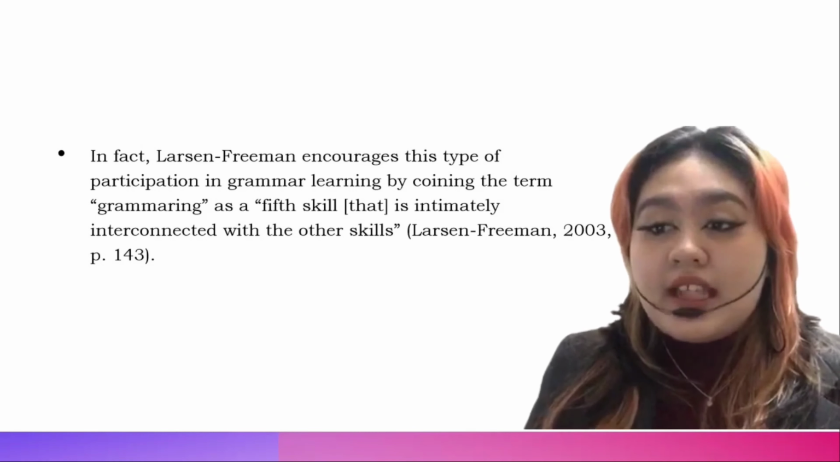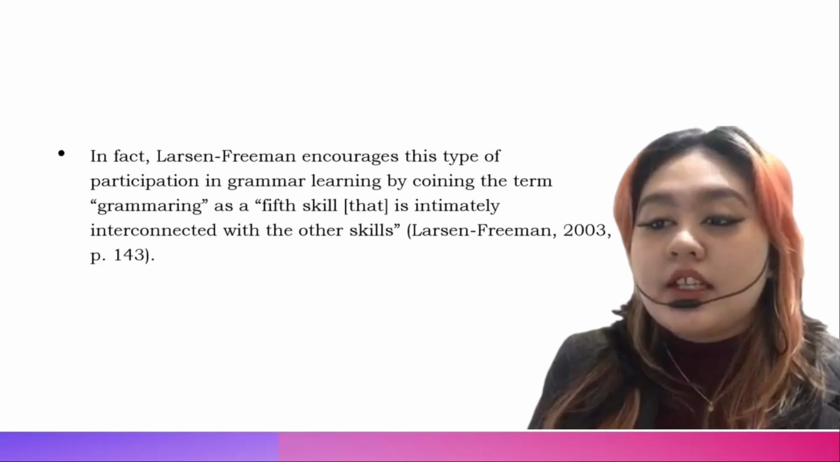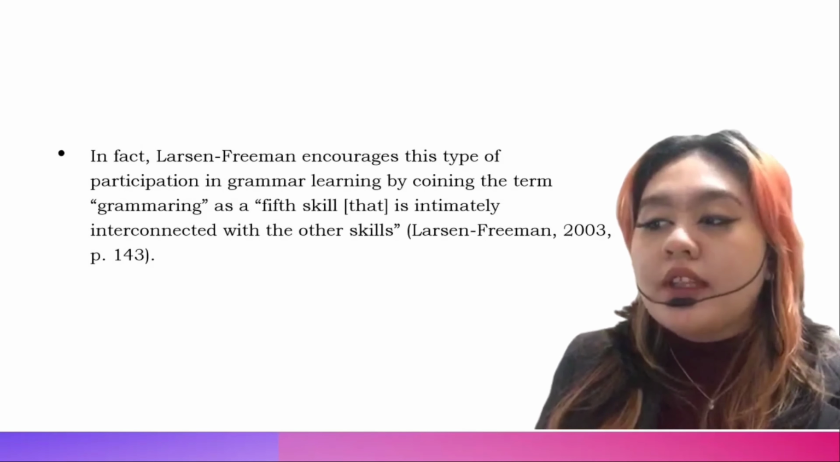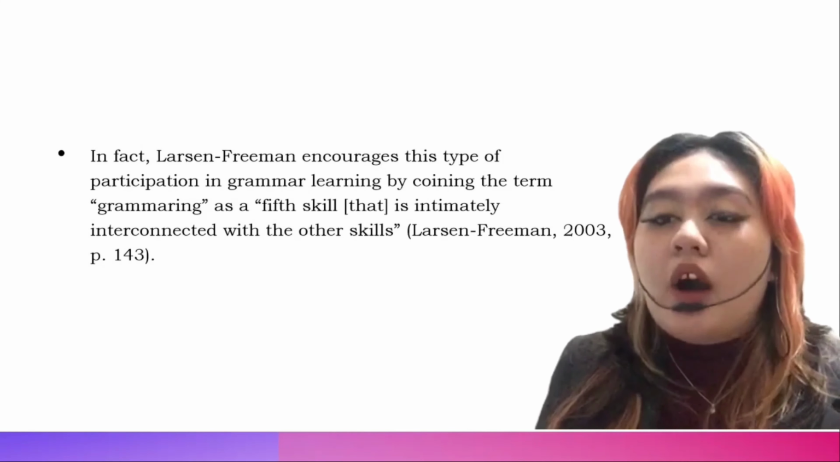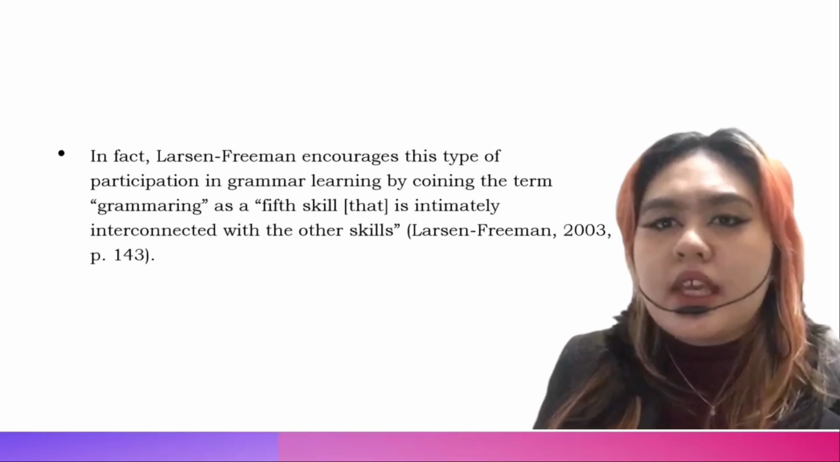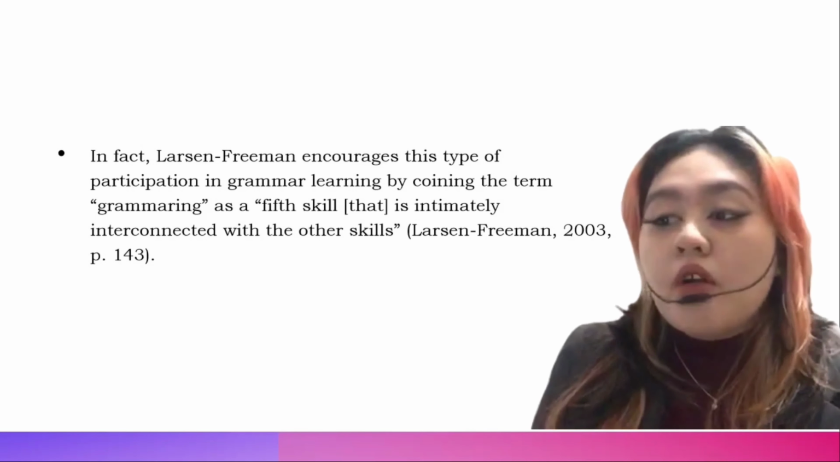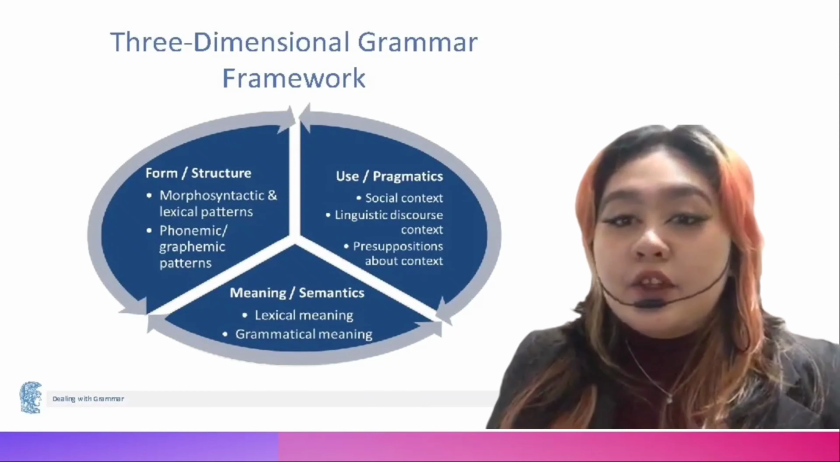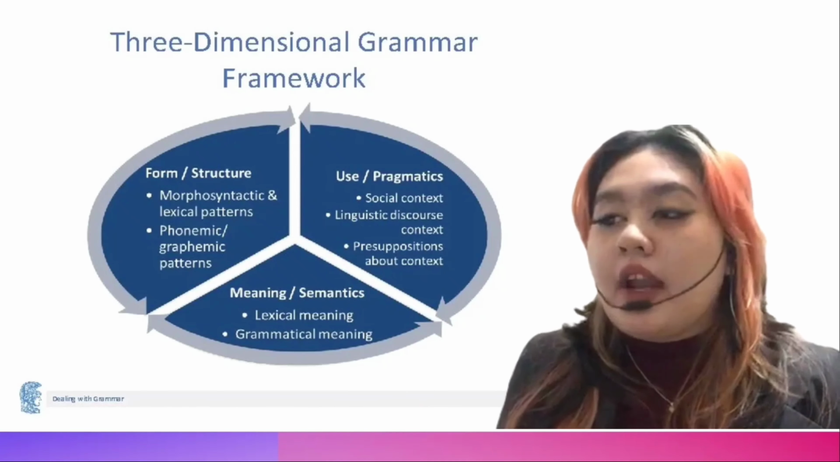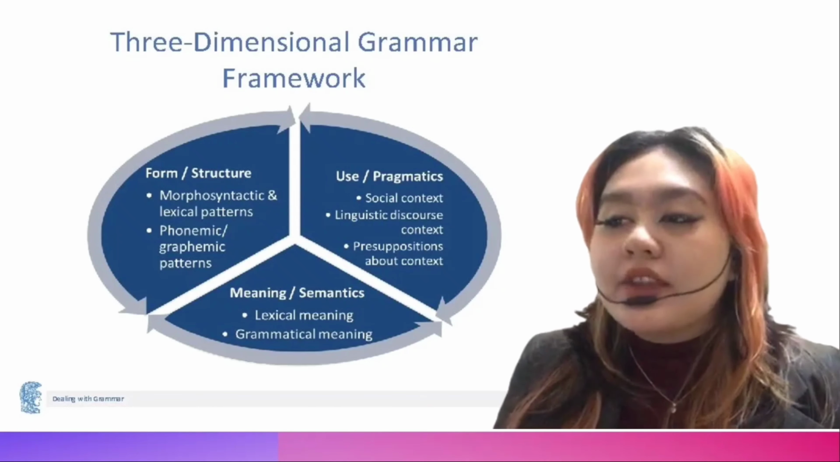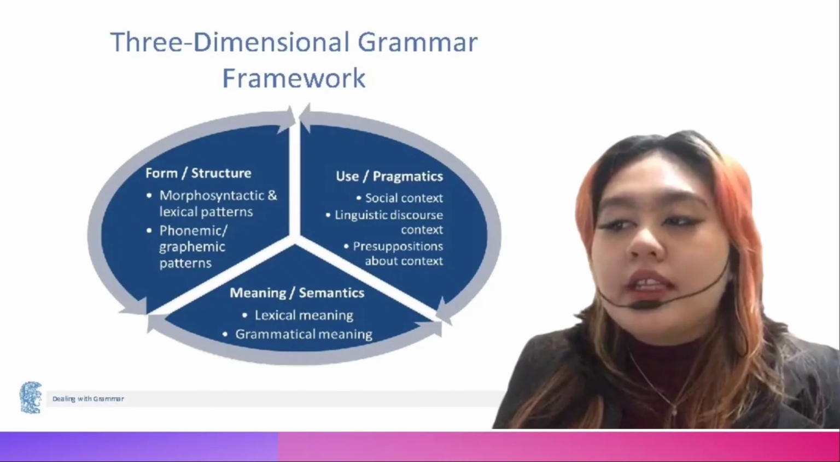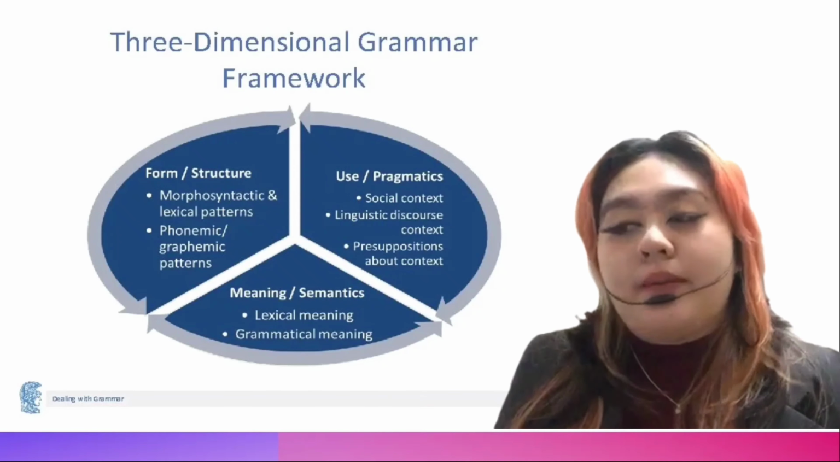The slide explains that Larsen-Freeman considers grammaring as a fifth skill that a learner should also possess along with the other skills, because when we do the other skills such as speaking and writing, then we are also doing grammar, whether we do it consciously or unconsciously. As for the last slide, to summarize what we discussed, here is the three-dimensional grammar framework that shows the difference between form, meaning, and use, and how they are related to structure, semantics, and pragmatics.